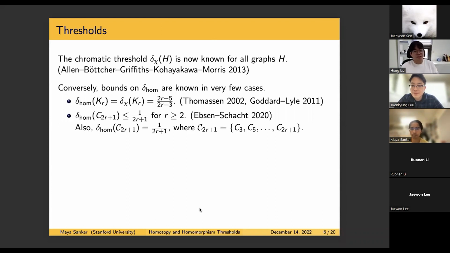So if you believe the Borsuk-like graph will be closer to the truth, that means this upper bound on the C_{2r+1}, the odd cycle, the gap is huge, right? We have this 1 over linear in r and exponential in r.